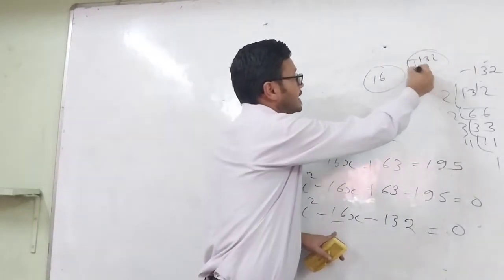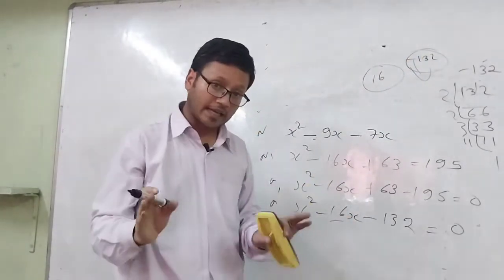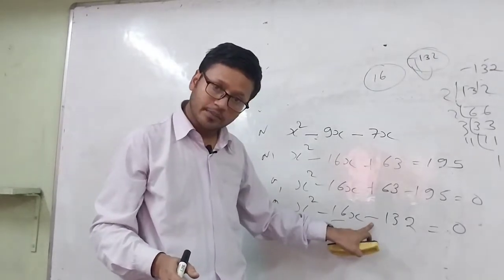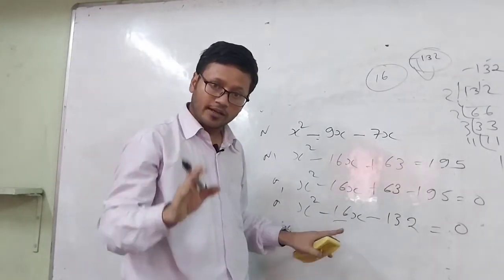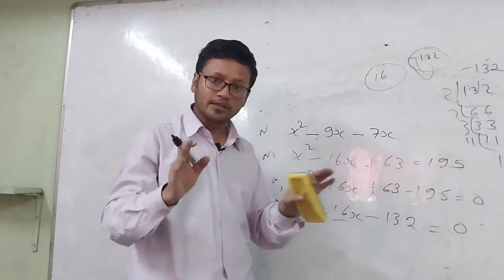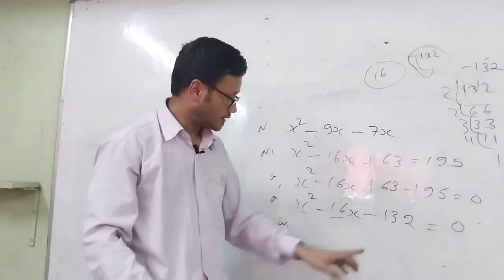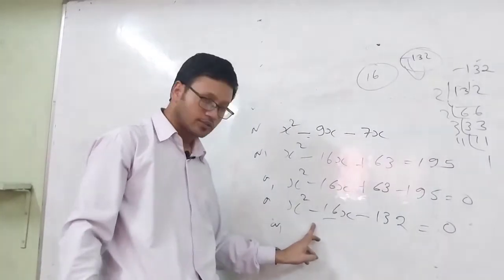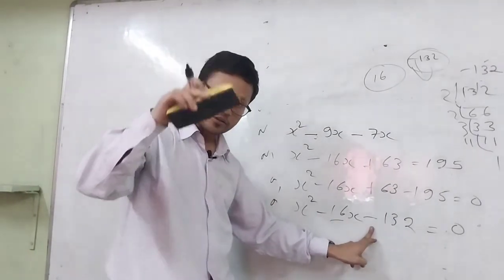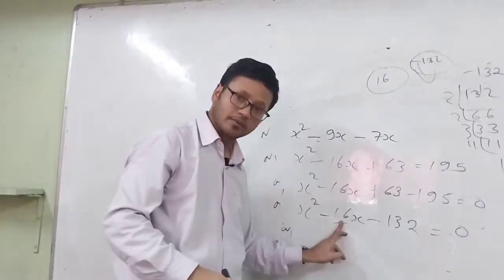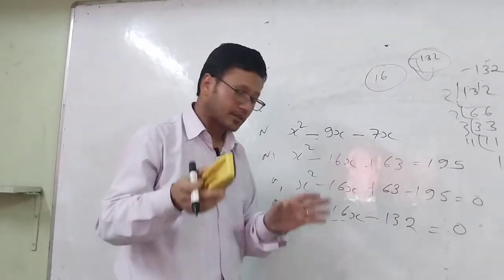Because of this sign only: if there is plus, by adding you need to get this 16. If there is minus, you need to subtract the two numbers and you must get 16. Multiplying will give 132 only, but regarding subtraction and addition, the sign is very important here. You need the sign of this number only. If there is plus, you add the two numbers and get 16.